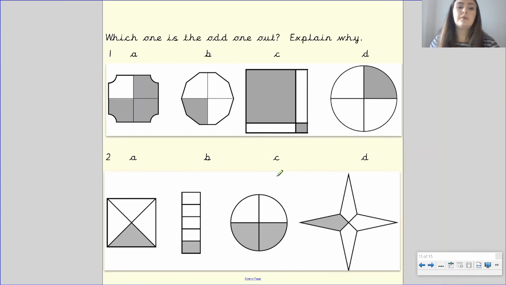Okay, and activity number 3. Which one is the odd one out, and explain why? So you need to tell me which one of these is the odd one out and explain why it is, from A, B, C, and D. And then you need to do the same thing with the next question. Which one of these here is the odd one out and why? Remember, when you're explaining, you need to use that word because. Pause the video here if this is the activity that you are going to complete.